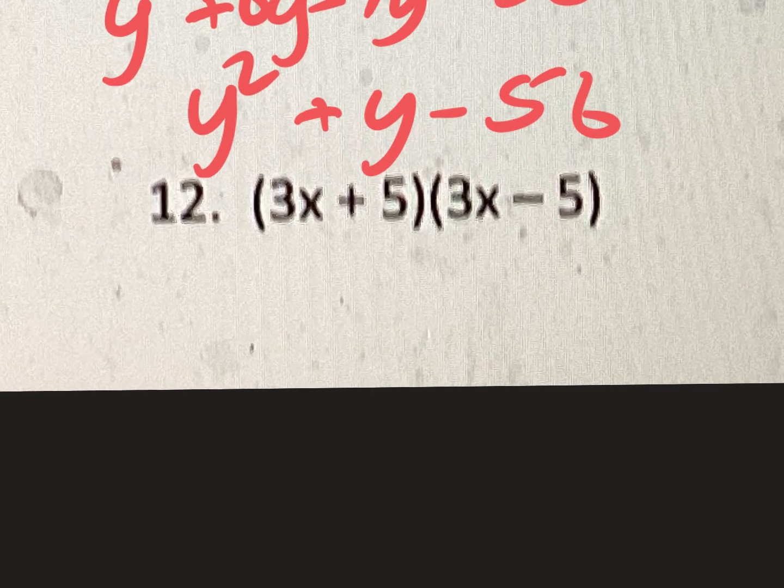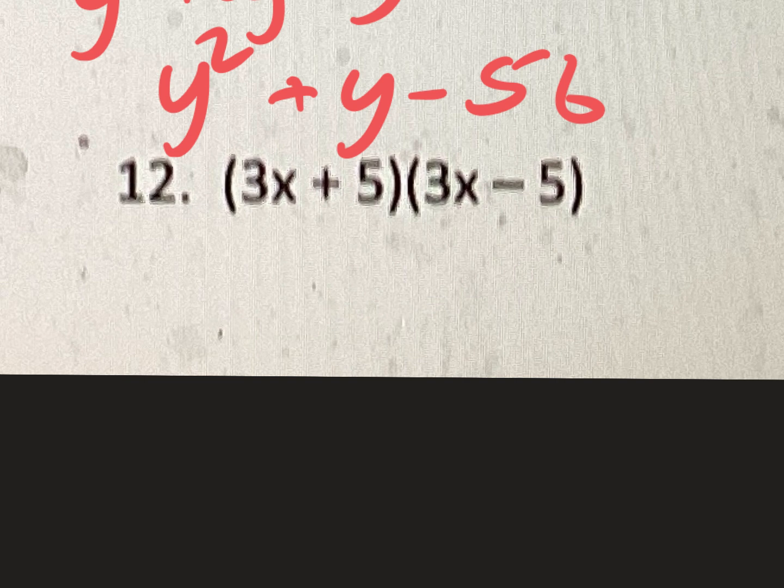And number 12. Number 12, my favorite are conjugates. Whenever you have conjugates, remember we're doing FL, first, last, only is all you got to do. So first, 3x times 3x, 9x squared. L is last, 5 times negative 5, negative 25. That's all you got to do. I love those. Conjugates.